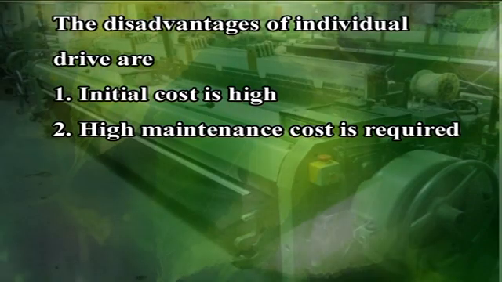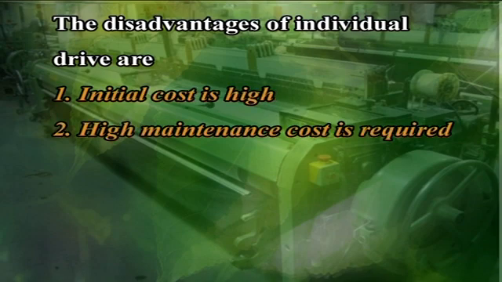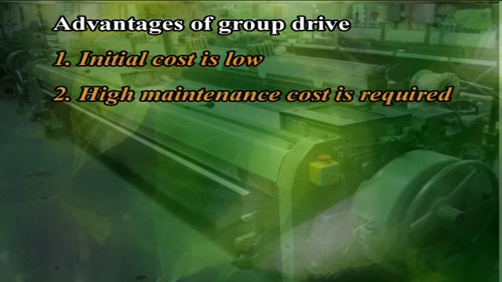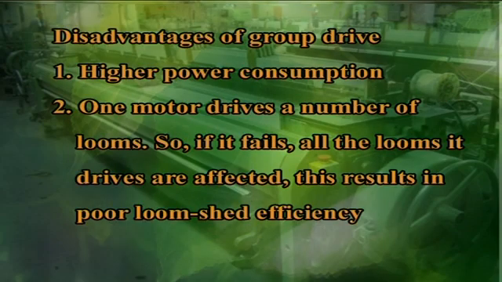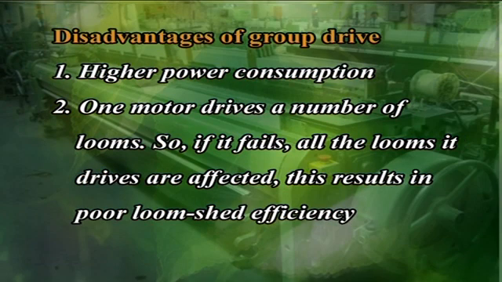The disadvantages of individual drive are: initial cost is high, and high maintenance cost is required. Coming to the advantages of a group drive, initial cost is low and maintenance cost is low. Disadvantages of group drive: high power consumption. One motor drives a number of looms, so if it fails, all the looms it drives are affected. This results in poor loom shed efficiency.